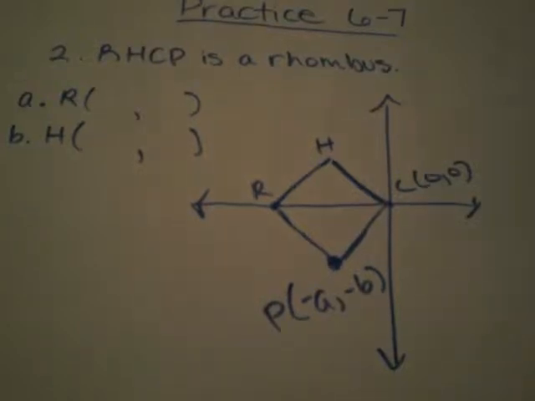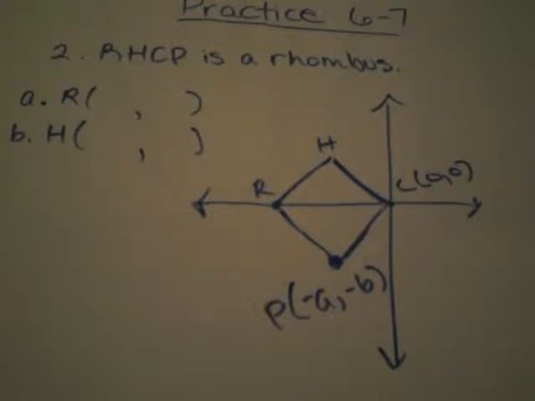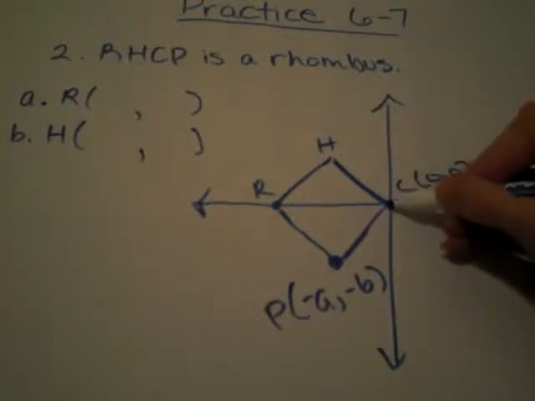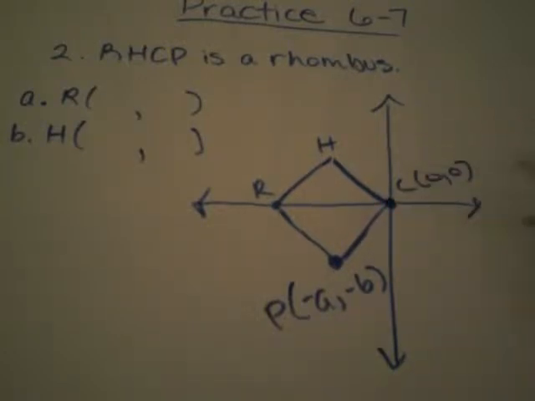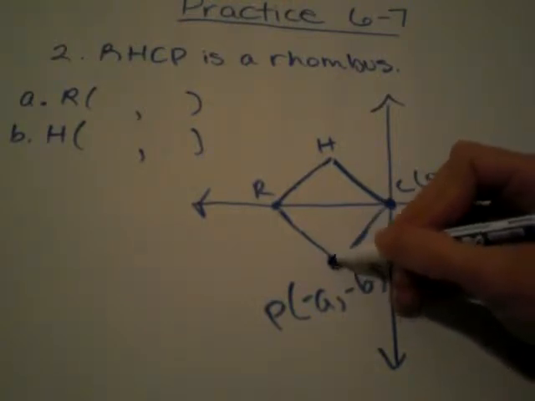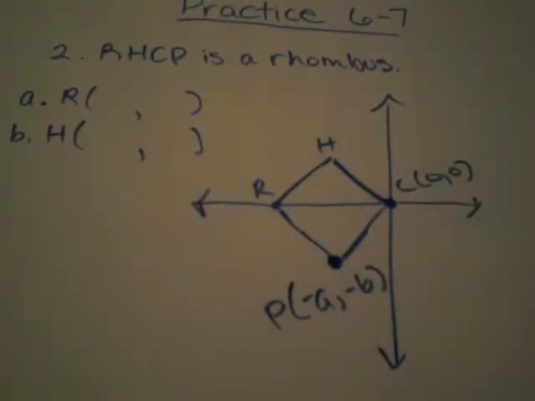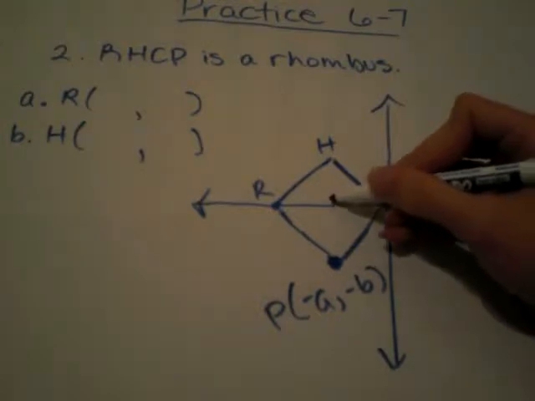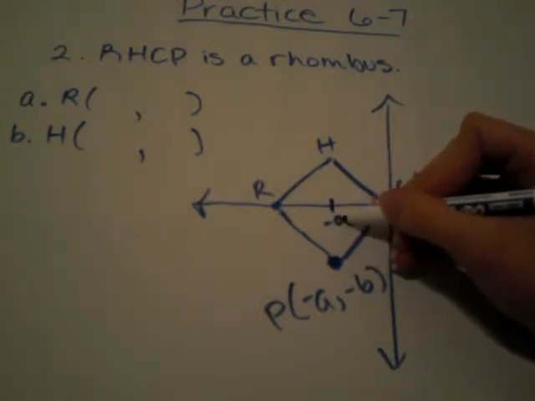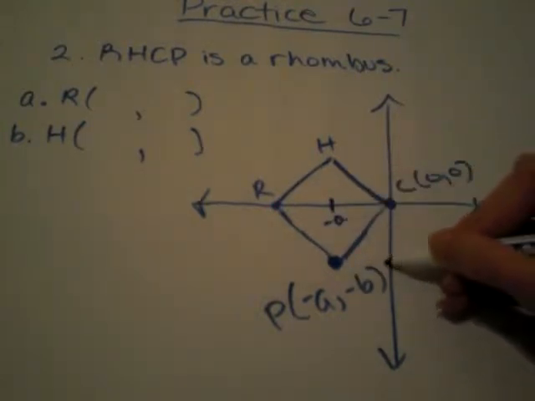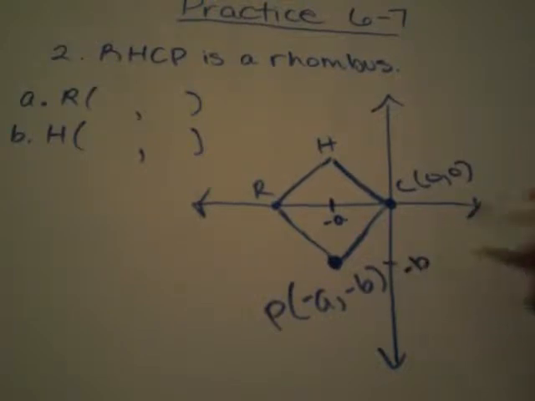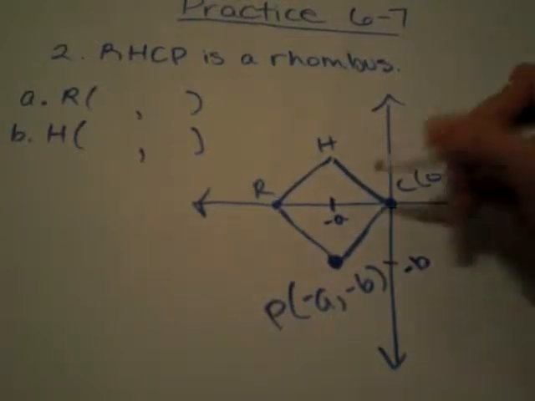In these next couple examples, we're going to be working from practice 6-7, which is the worksheet that you received during class. We have a rhombus RHCP, and C is at 0, 0, the origin, and P is at -a, comma, -b. So if we're looking at the x-axis, this would be -a, and your y-axis would have a -b right here. So we have -a, -b.